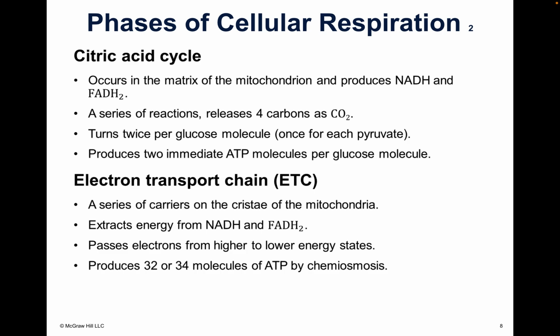So then you have the next part, your electron transport chain, which is a series of carriers on the cristae of the mitochondria. This is where the extraction of energy from NADH and FADH2 happens. It passes electrons from high to low energy states, so it follows that electron gradient chain, high to low. So it produces 32 or 34 molecules of ATP by the end of it.